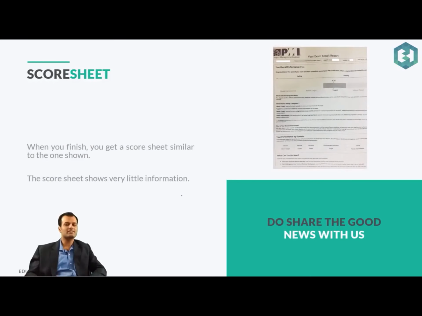Once you pass the exam at the Prometric site, you will get a score sheet like this, where they will tell you that you got target, above target, below target. They divide it into these categories like target, below target, above target, needs improvement, things like that. And please, please, please don't forget to share that good news with us.